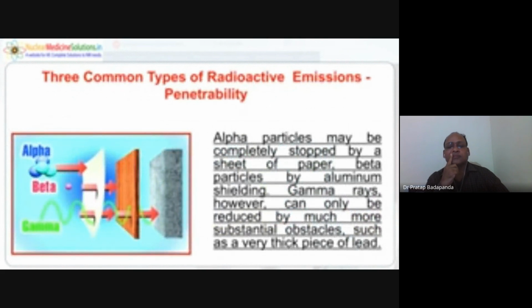Again, similarly, we have a pictorial graph of alpha, beta, gamma. Alpha particles may be completely stopped by a sheet of paper, beta particles by aluminum shielding, and gamma rays, however, can only be reduced by much more substantial objects such as a very thick piece of lead or concrete.